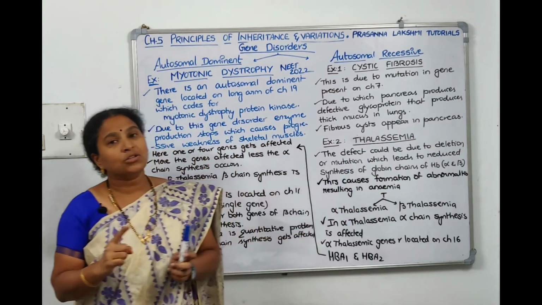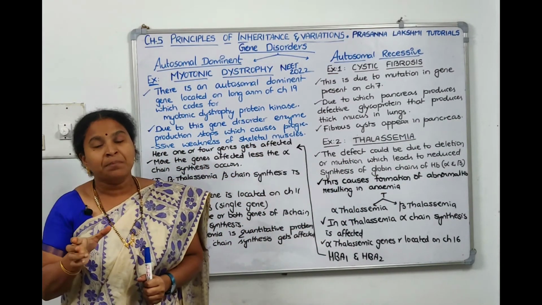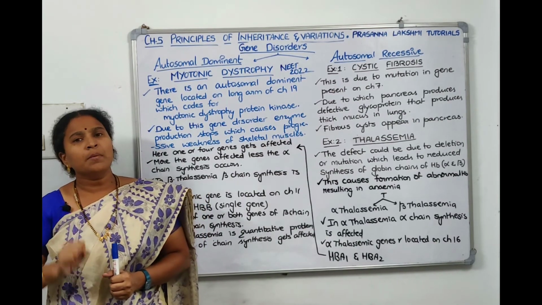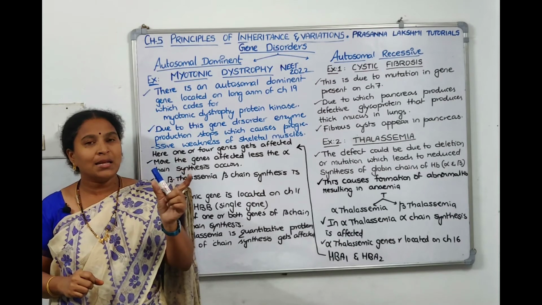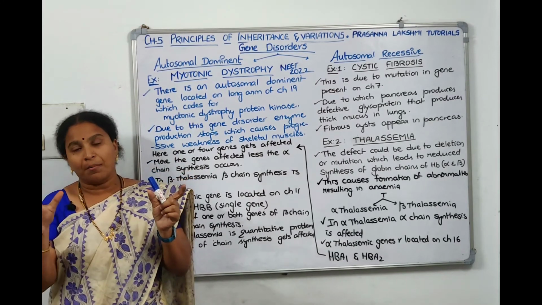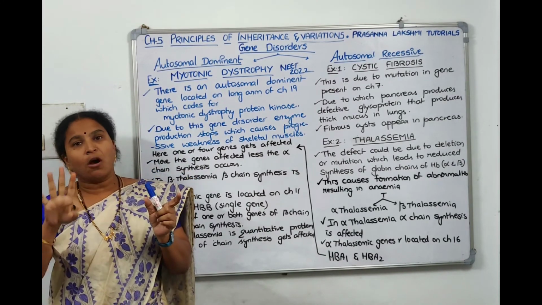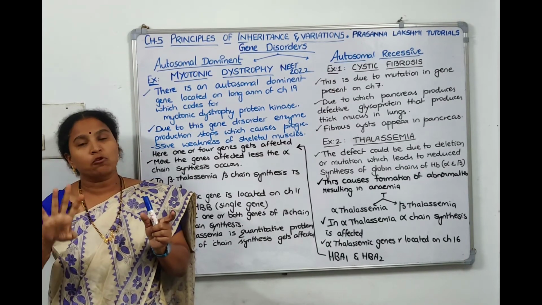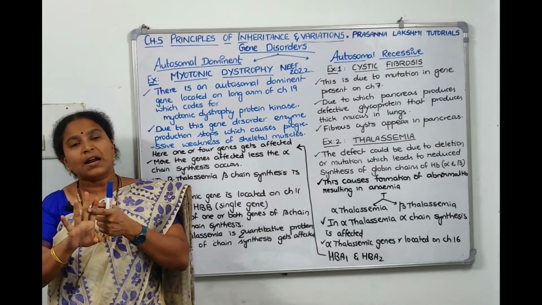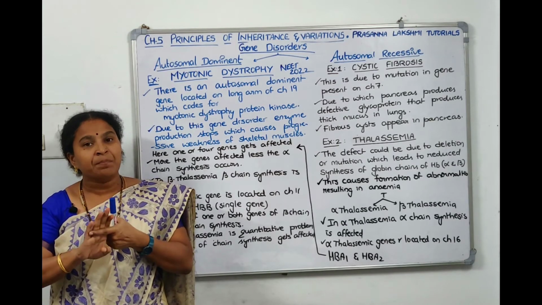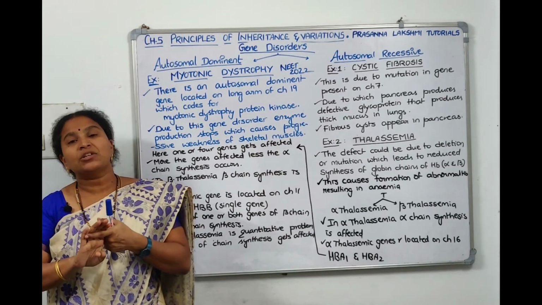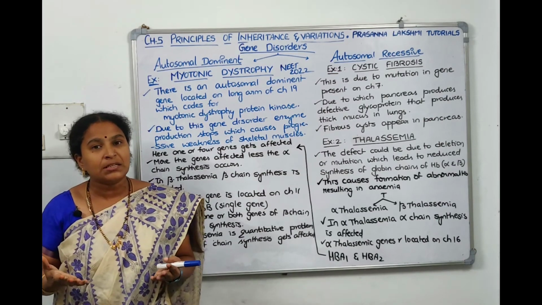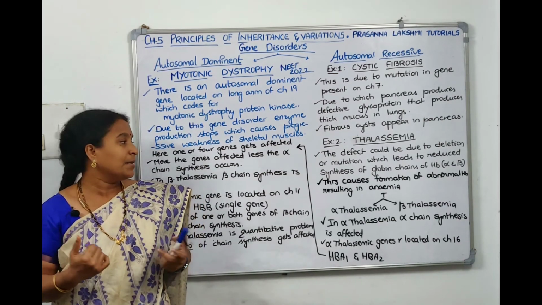So when there is deletion or mutation of a gene, there is a defect in the synthesis of globin. Hemoglobin is made up of a pigment called heme and a protein called globin. There are 4 globin chains, 2 alpha chains and 2 beta chains. Hemoglobin contains 4 polypeptides, 2 alpha and 2 beta. If the alpha polypeptide chain synthesis is affected, it's alpha thalassemia. If the beta polypeptide chain synthesis is affected, it is beta thalassemia.